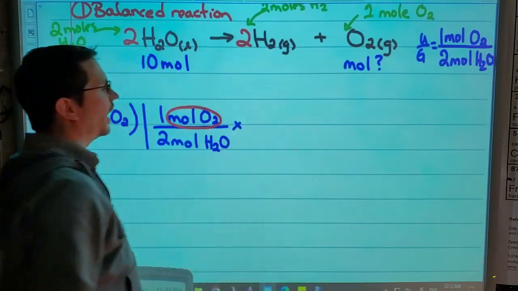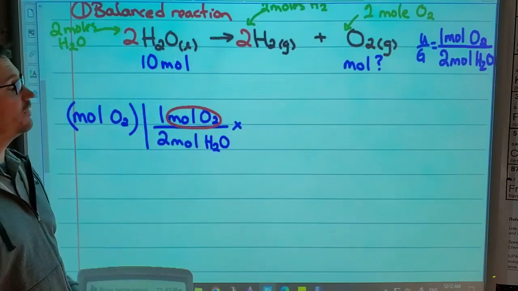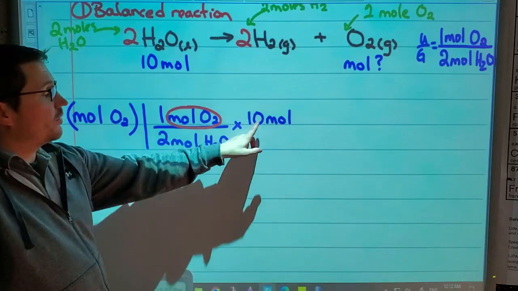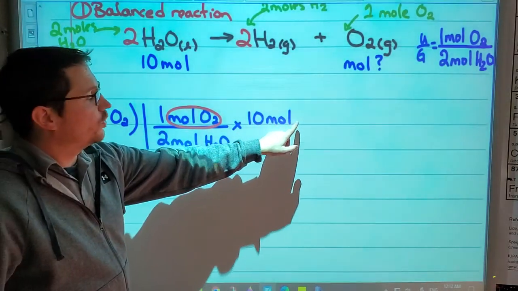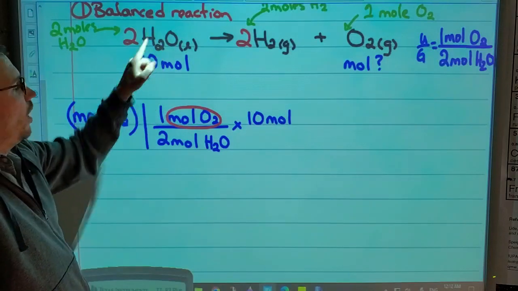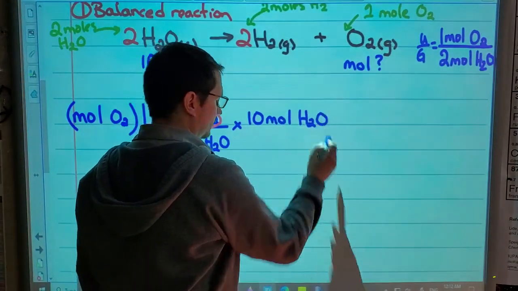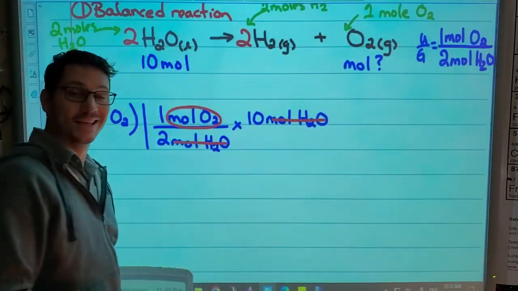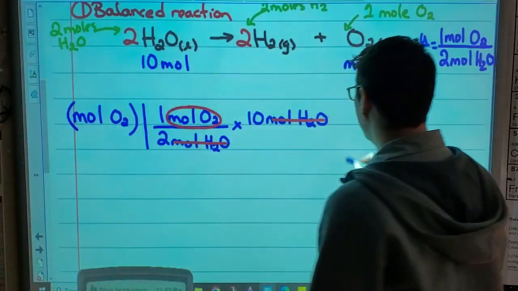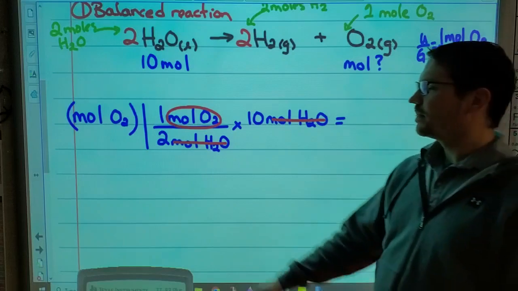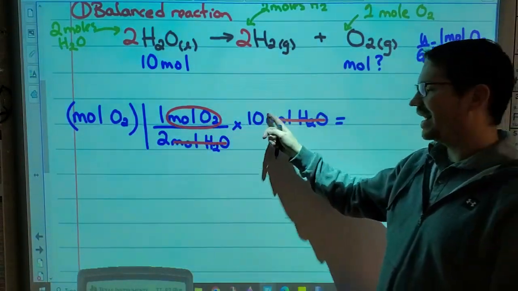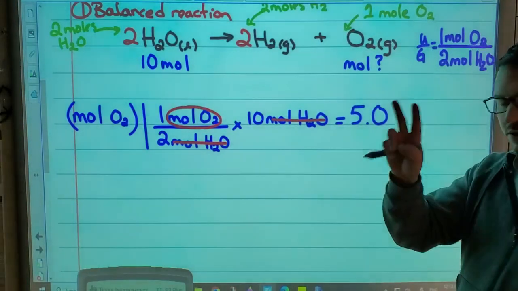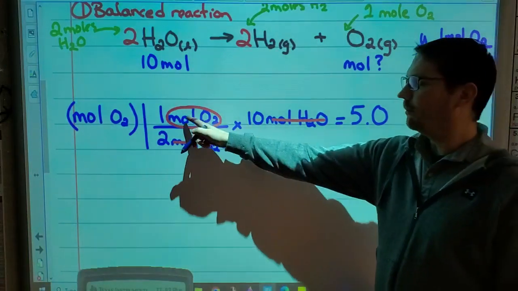So I'm going to multiply by the piece of information that we're being given. 10 moles. So not only am I writing a number and a unit now, but I want to write who the unit belongs to. So 10 moles of water. So here, moles of water and moles of water can cancel each other out. And when you put this into your calculator or do the math in your head, right? So 1 times 10, 10. 10 divided by 2 is 5. So we're going to get 5.0, rounding to 2 significant digits, 5.0 moles of oxygen.